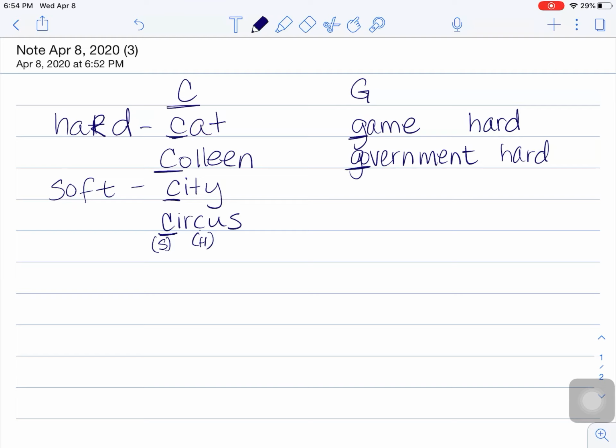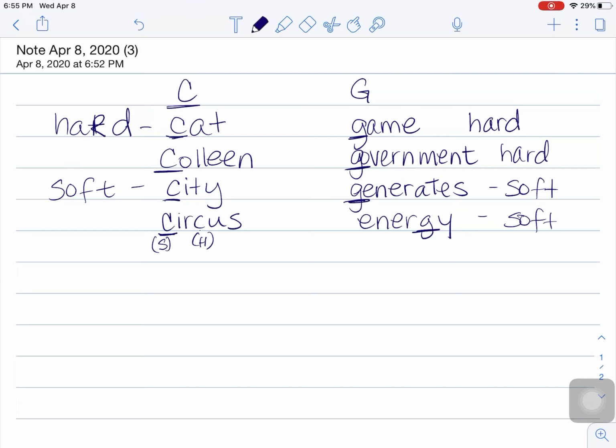But what does a soft G sound like? A soft G sounds like a J. Right? So if I say generates, this would be soft. So take a second and say game, government, and then say generates. Do you feel your mouth moving in a different way for those different things? Government or generate. Another one I think of is energy. Okay, that's soft, right?